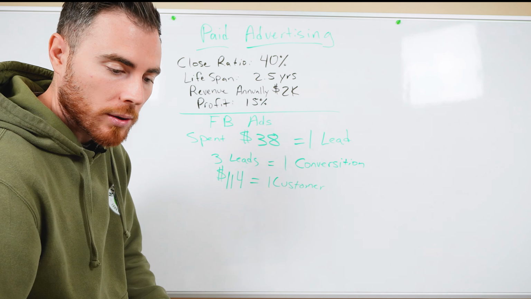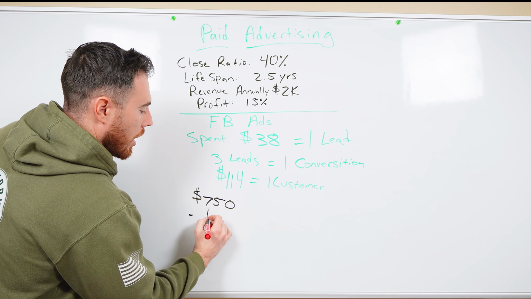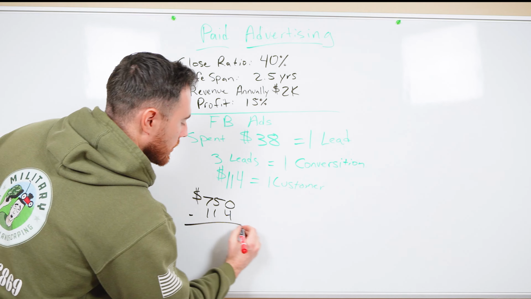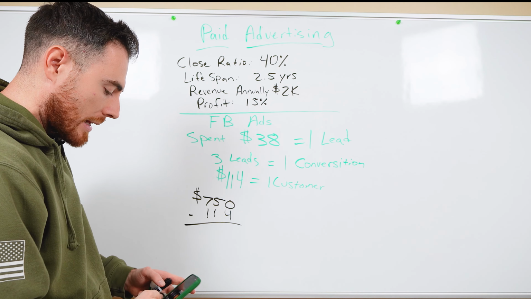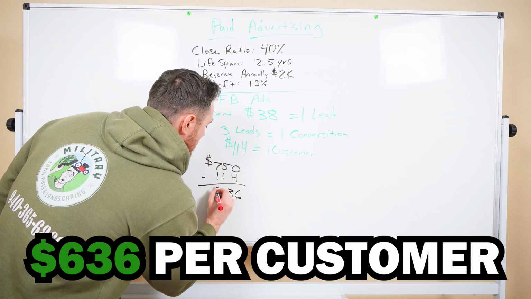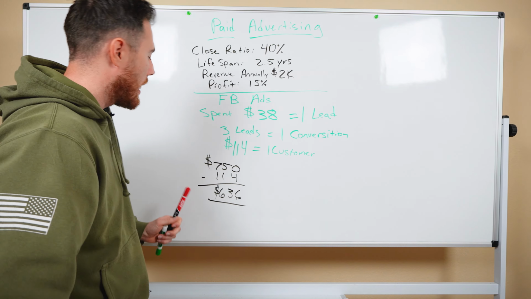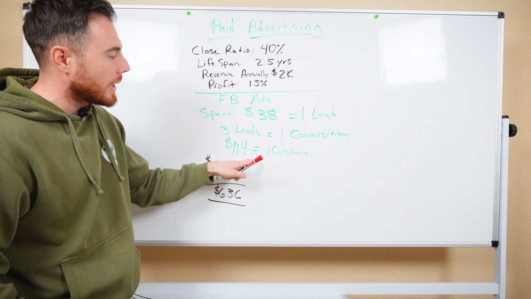On $5,000 times 0.15, which is 15%, that means we are going to get a positive $750 for every customer that we book. And if we spent $114 getting this customer, what does that leave us with? $636. That is going to be what's going into our bottom line profit after we spend the money on the Facebook ad.